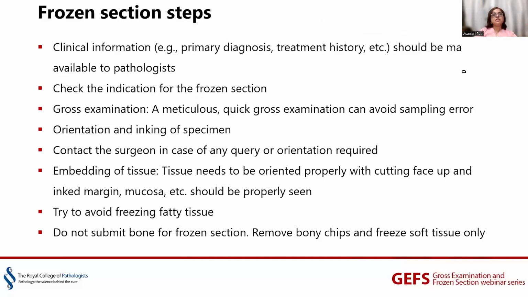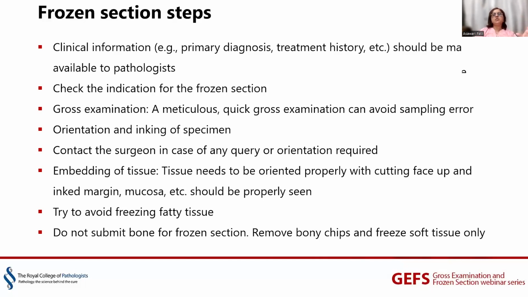So again, for frozen section, the steps are the same. First, clinical information is necessary. What is the primary diagnosis of the tumor? If we don't know what tumor we are looking at, we don't know what we should look for in the particular tissue to see whether it is involved by the tumor or not. Then treatment history, primary diagnosis, what type of surgery, what is the indication of frozen section, everything is important.